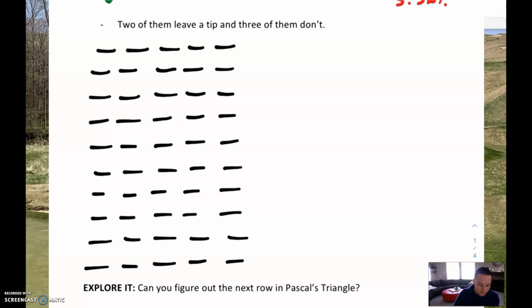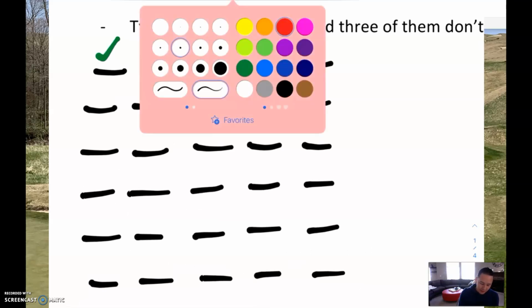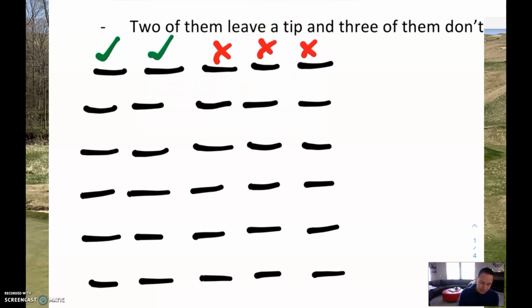Okay, sorry about that. So what we're going to do is we're going to find all the different ways that 2 of them could leave a tip. We could have exactly what we saw in the first situation, where the first 2 could leave a tip, and then the last 3, nope, they're mean. We could also have the first and the third leave a tip, or the first and the fourth, or the first and the fifth person could leave a tip.